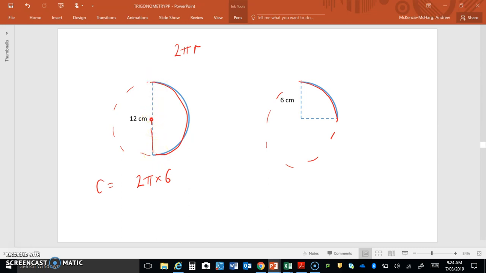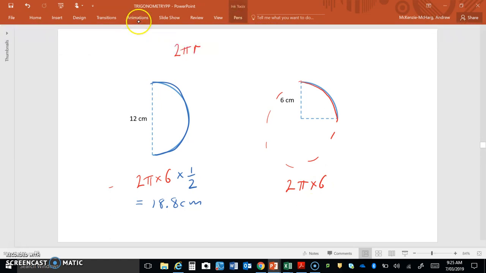Okay, now of course we don't want the full circle, so to get that portion, which is just the half of the circumference, you multiply it by half. And if we were to do that, that curved part here would be 18.8 centimeters.